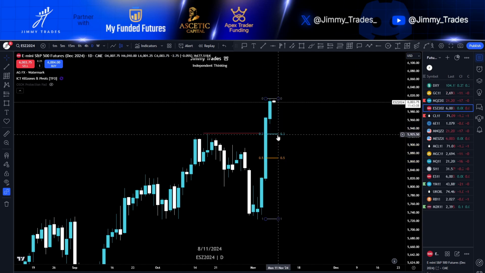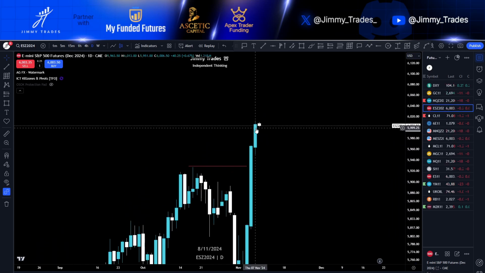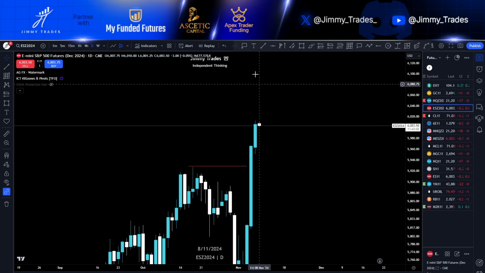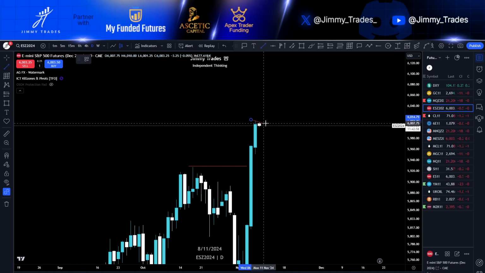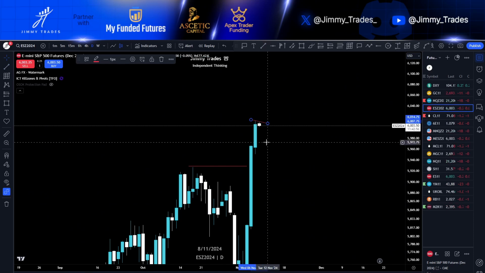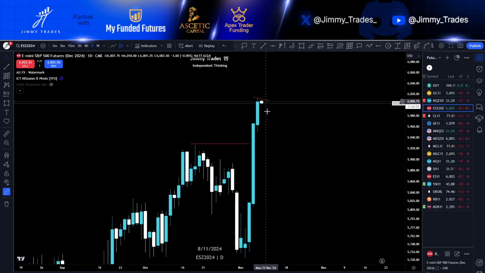Something else to note is we do also have an SMT at the highs. So right through here we have ES has put in a lower high where NQ has put in a higher high today. So there is that potential with that SMT to see a reversal here.